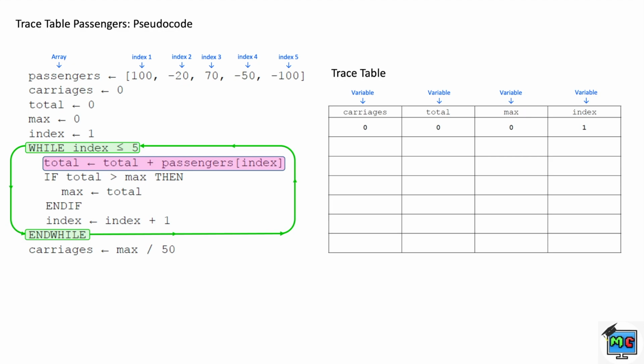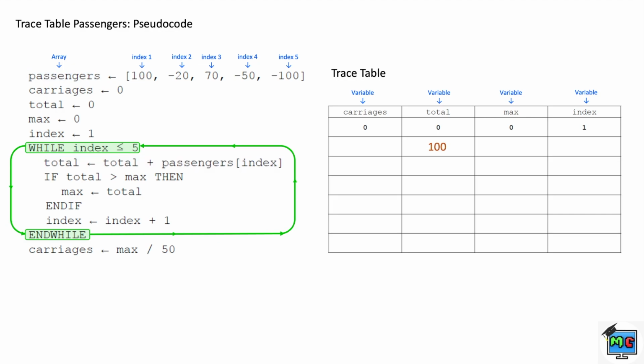So let's have a look at what's inside total. At the moment you have 0. And now if you look at passengers, that's the array. Index, what is index? 1. So 0 plus index 1 inside the passengers array, what do you have in there? 100. So 0 plus 100, so total becomes 100.